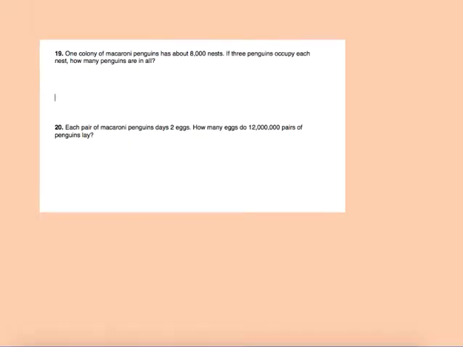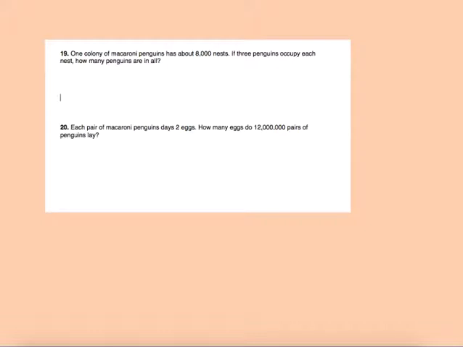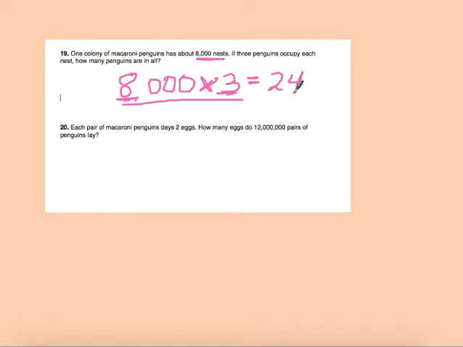There are 2 additional questions. Number 18, one colony has about 8,000 nests. If 3 penguins occupy each nest, how many penguins are in all? I need to set up that problem as 8,000 times 3. 1 point if you wrote this expression, or turned it into an equation, recognizing you need to multiply 8,000 times 3. 8,000 times 3, I'm going to look at the 8 times 3 and say that's 24, but I'm going to need to stretch it out 1,000 times more. The answer is 24,000. Use multiplication there, not division.